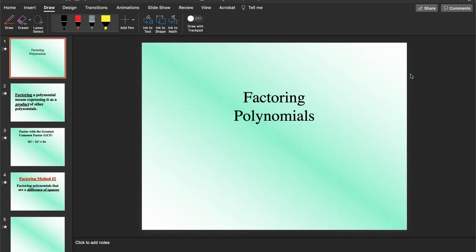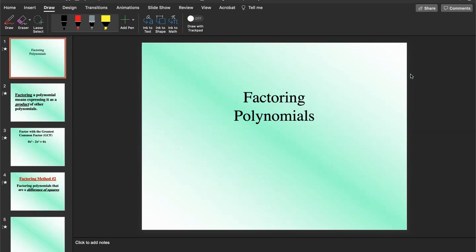So part one of factoring polynomials is going to essentially go over two methods. First is factoring with the greatest common factor, commonly referred to as the GCF. And then factoring method two, which is factoring polynomials that are a difference of squares. There are a couple more strategies or methods that will be in the final video, which is going to be part 4 of 4.